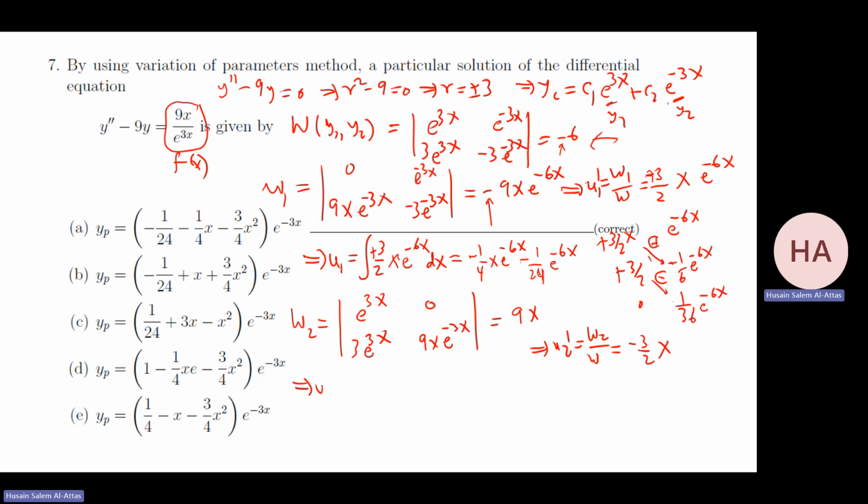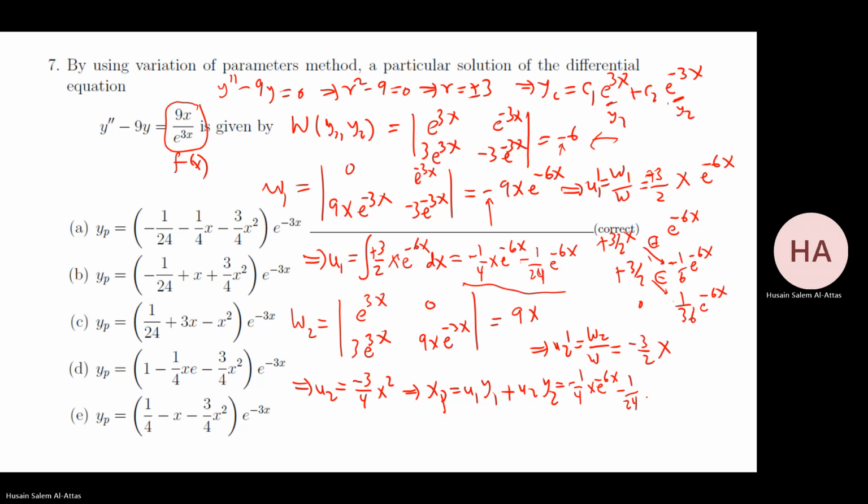So what will be u2? U2 is minus 3 over 4 x squared. So it will be yp. It will be u1 y1 plus u2 y2. And that is what? Yeah. U1, where is it? This is u1. I have minus 1 over 4 x e^(minus 6x), all of this times y1, which is e^(3x).